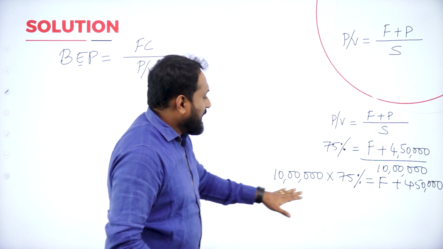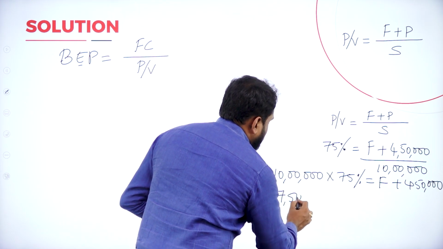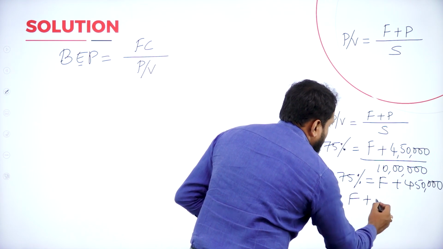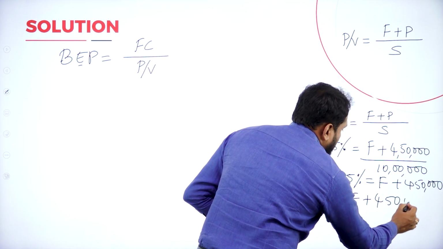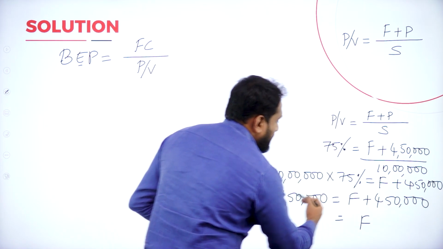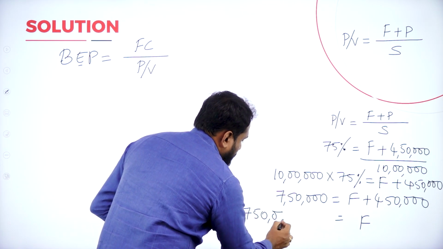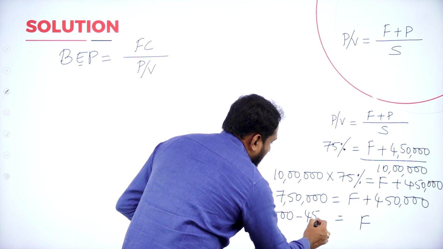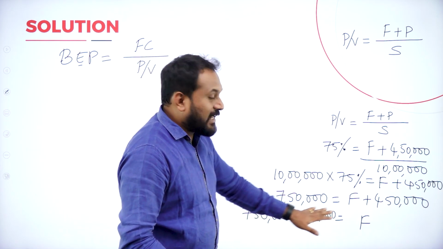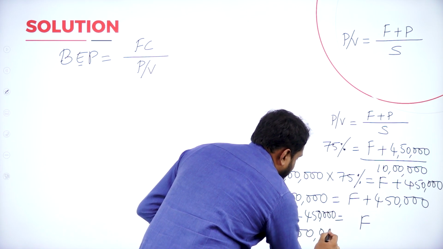Easy. Now 10 lakh into 75% is how much? It is 7,50,000, which is equal to F plus 4,50,000. Now take this F here only, and make the 4,50,000 come to the other side. That means 7,50,000 minus 4,50,000 is equal to F. When you subtract, it is 3,00,000 rupees. Now your fixed cost is how much?